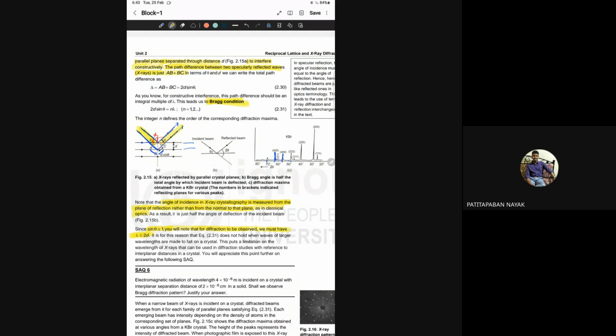What is d? d is the interplanar separation, the separation between two planes in a crystal. And the separation between two planes in a crystal is of the order of angstrom only. So lambda has to be of the order of, or less than, 2 angstrom. That's why only X-rays can probe the crystal structure. Okay, is it clear? Bragg's law, is it clear?